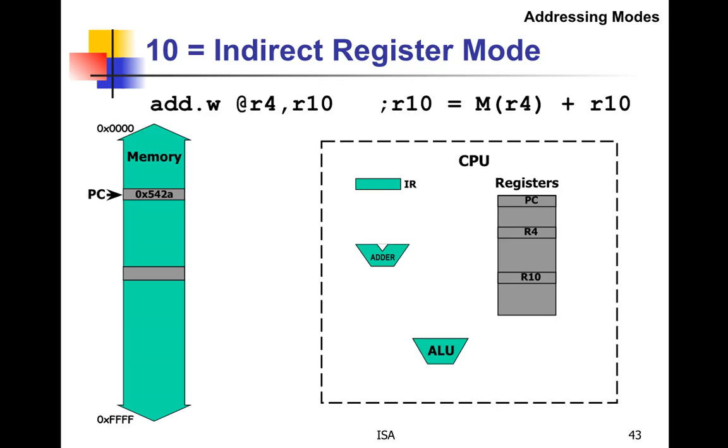Okay, so now let's look at indirect registers. So this is, we're just going to look at whatever's in R4, and that's going to give us the address of one of the operands, and then we're going to add that in with R10. So we start out just like before. In this case, we only need the machine instruction there. This is going to be a faster instruction. So let's just look at what happens.